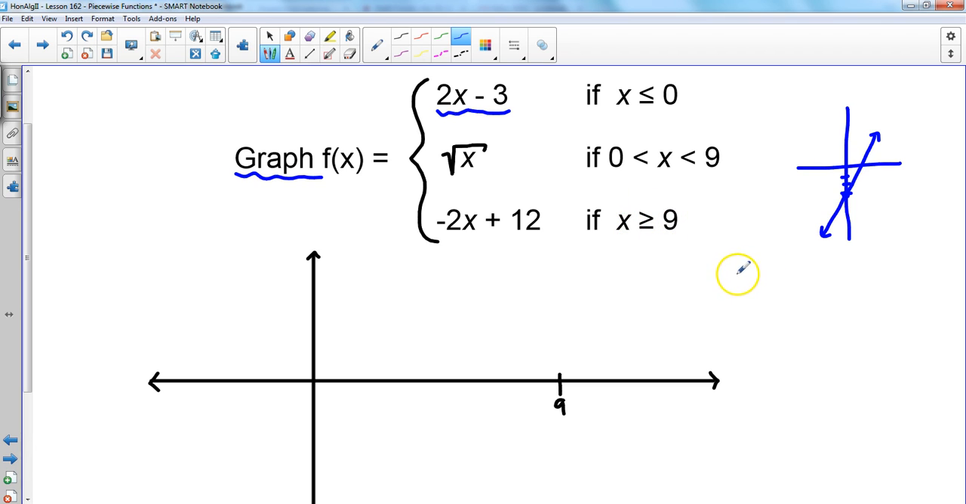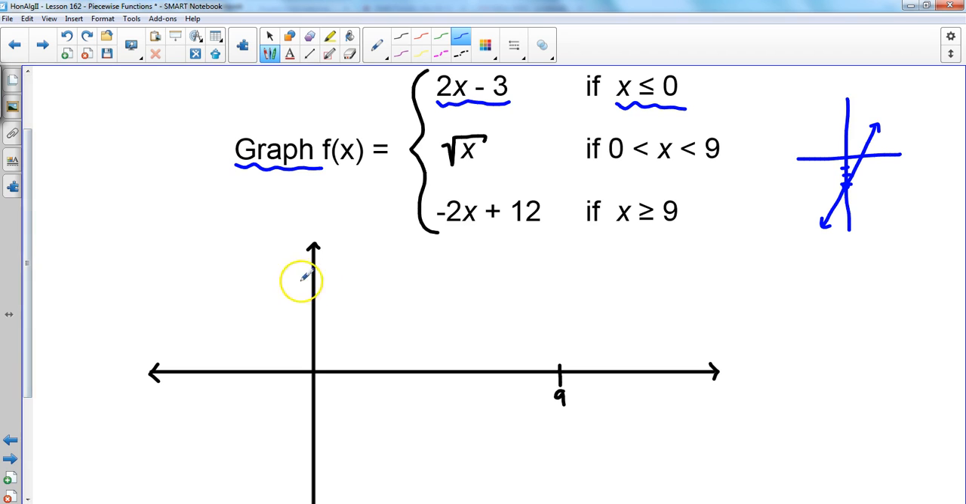Now, for this particular piecewise function, this graph only looks like this when we're plugging in values of x less than or equal to 0. So when we plug in negative values or 0, my piecewise function is going to look like this particular graph. I know that it's got a y-intercept of negative 3. So this is actually the greatest value where this piecewise function follows this rule. And so my graph is actually going to stop there.